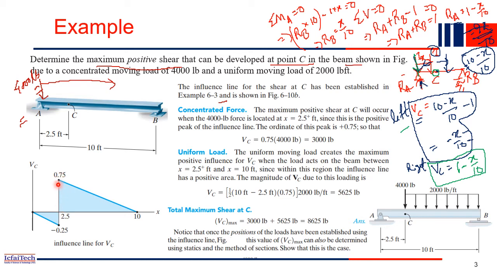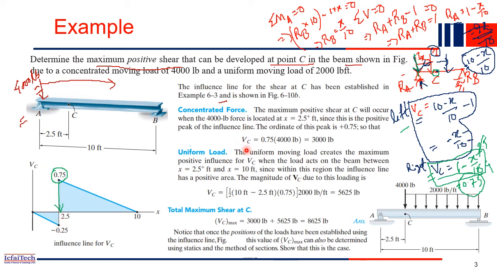And how much it will be? It will be 0.75 value, right? So how we got 0.75? So just substitute here this expression. So here this is the right side equation, right? Just substitute x equal to 2.5, and how much you will get? So this is 1 by 4, so 1 minus 1 by 4, that is 0.75, right? So that is the value here written, 0.75. So when the concentrated load will be at C at this point exactly, then you will get the highest shear force at point C. So that is the meaning here.